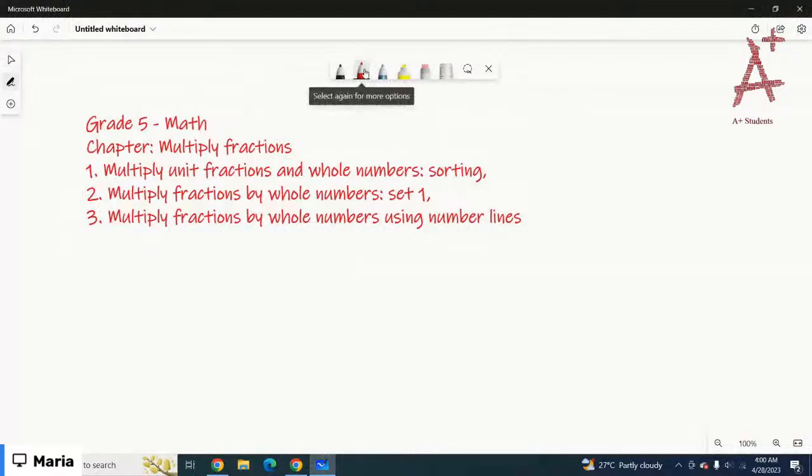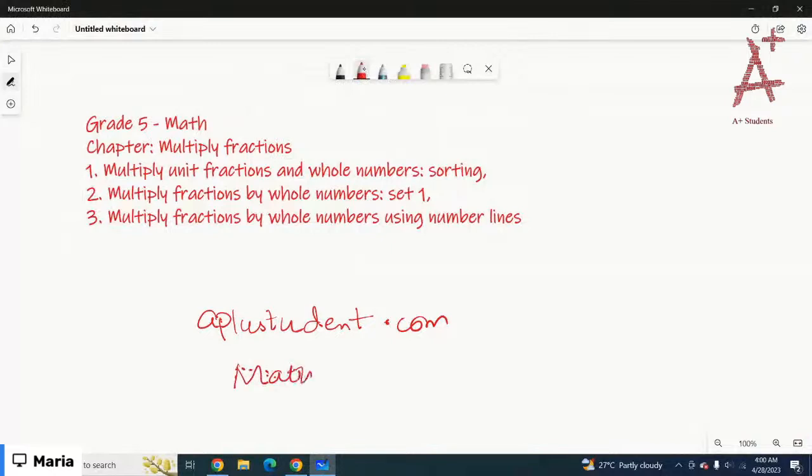So you can find all the lessons on aplusstudents.com. You have to log in there using your email address, and the password is provided by the administrator. Then you have to select math from the subject tab, scroll down to grade 5 and then click on view all lessons. So there you can find a list of the chapters.